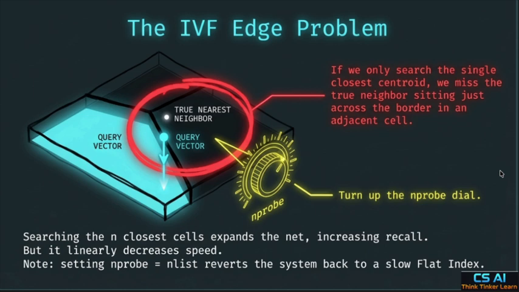To fix this, we turn up the nprobe dial. Setting nprobe to 5 means we search the 5 closest cells. This increases recall, but linearly decreases speed. It is important to note, if you set nprobe equal to the total number of cells, you've just turned your system back into a slow, exhaustive, flat index.